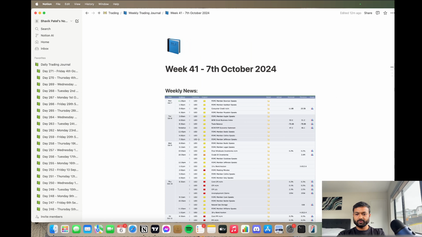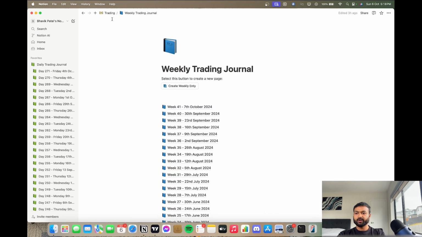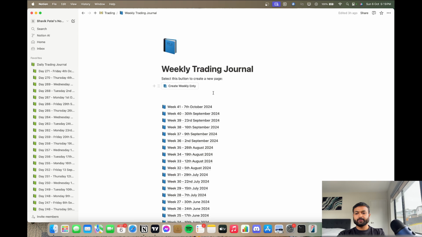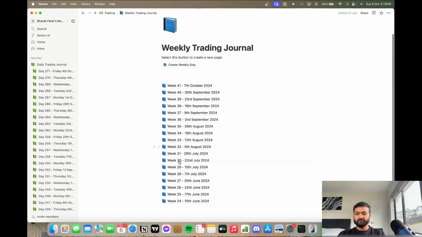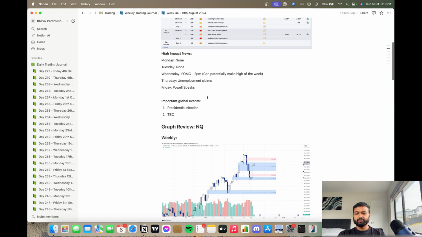And the way I've documented it is, every week I have my Notion template. This has my daily trading journals, weekly trading journal, observations, backtesting, learning, my model, and a couple extra things. But I'm going through the weekly trading journal. So these are all the weeks I've started. Most of these were when I was trading crypto. I started trading NQ from August, so this could potentially be NQ.